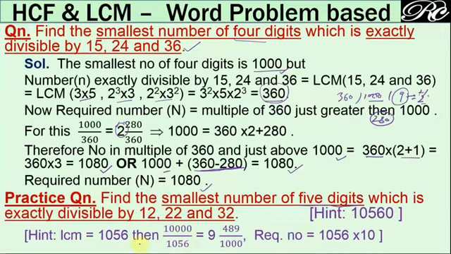So here again we have to first get the LCM of 12, 22 and 32. It will be 1056. Now dividing the smallest 5-digit number, that means 10,000, by 1056, we are getting the quotient as 9 and the remainder is this one. Therefore, for the required number, increase this 9 by 1 and multiply it with 1056, the LCM. We will get the required number as 10,560.